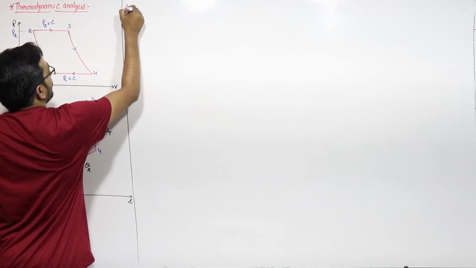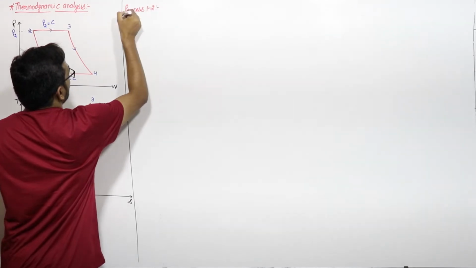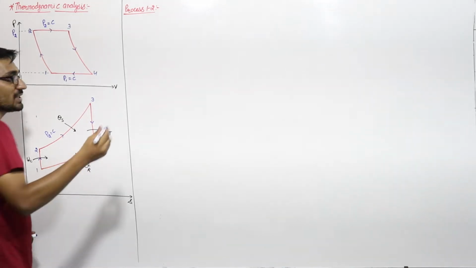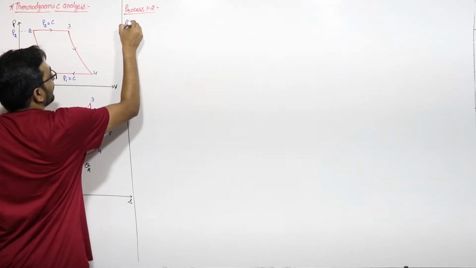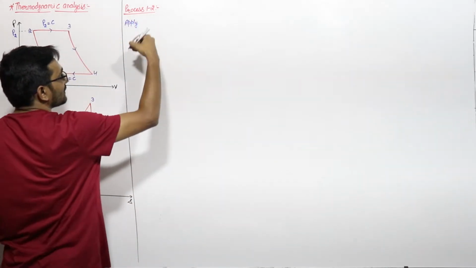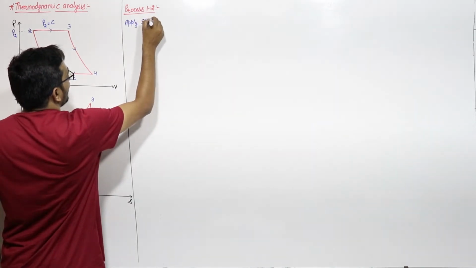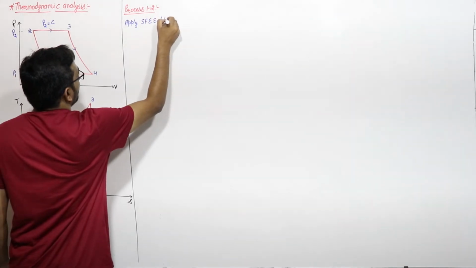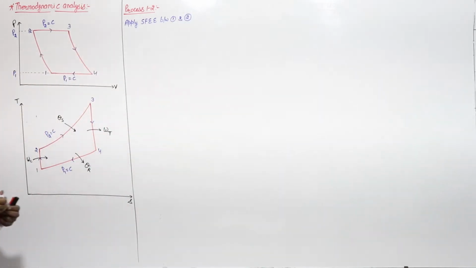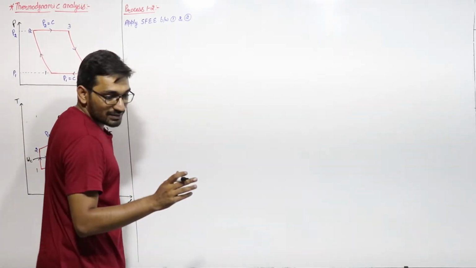So first of all, let us talk about process 1 to 2. You just pay attention. For this process 1 to 2, because the compressor is an open device, an open process, open system, you can say, we are applying the steady flow energy equation between point 1 and 2, right? If you remember, what is the steady flow energy equation?